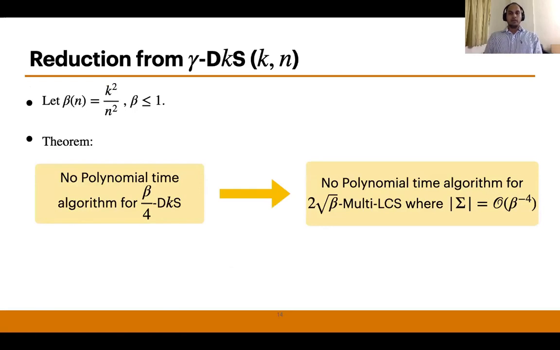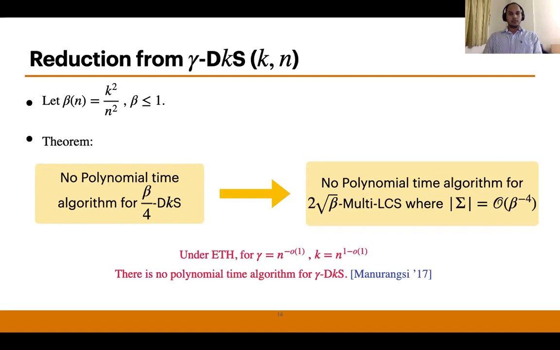Now we will break our result into two different parts. In this proof, we try to show that if there is no polynomial time algorithm for beta by 4 densest K subgraph, then there is no polynomial time algorithm for 2 square root beta multi LCS, where alphabet size is order of beta to the power minus 4. And here beta is equal to k square by n square, where k is a parameter associated with the densest K subgraph problem.